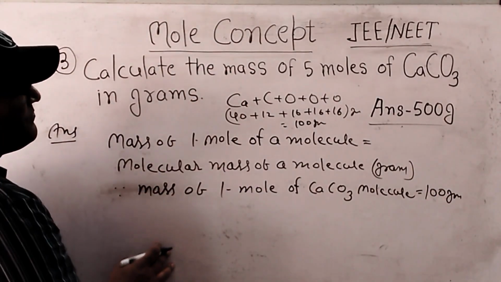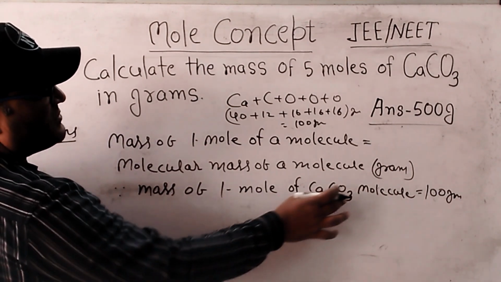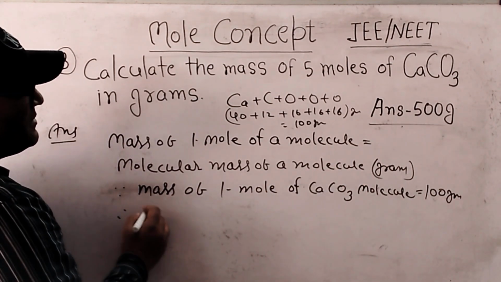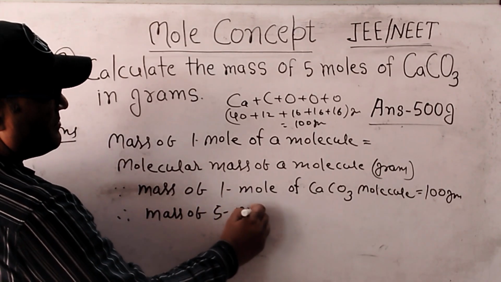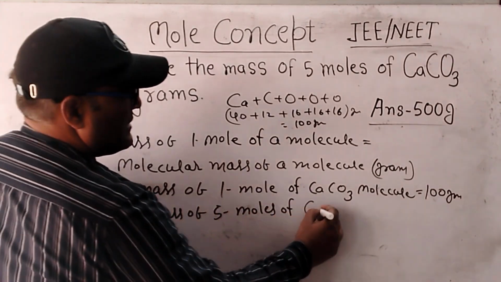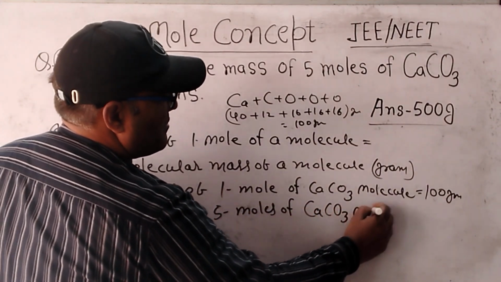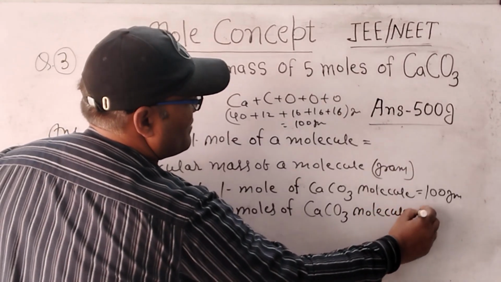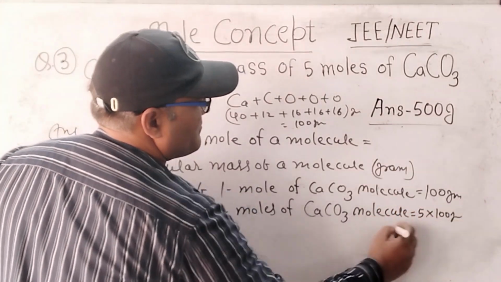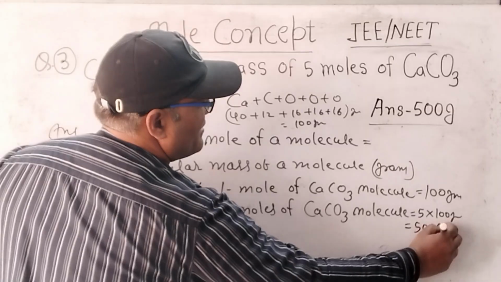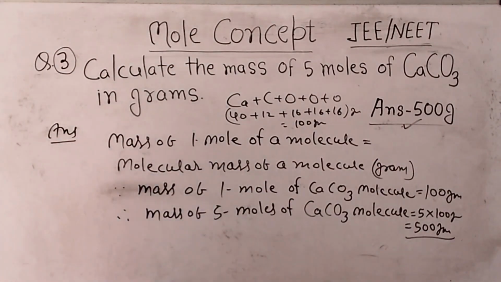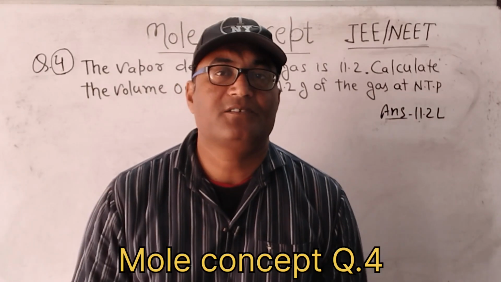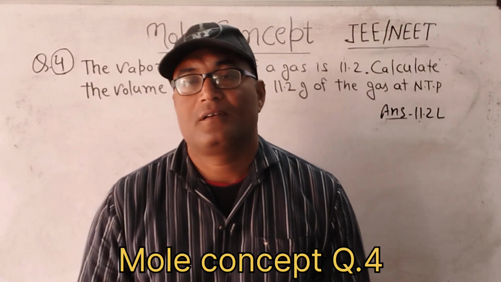Now from the question, mass of 1 mole of CaCO3 is 100 gram. Now mass of 5 moles of CaCO3 molecule, 5 into 100 gram. Now 500 gram. So 500 gram is the answer. Now we can take a screenshot. This question is based on calculation of volume.